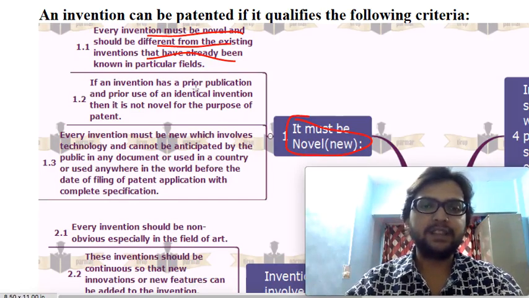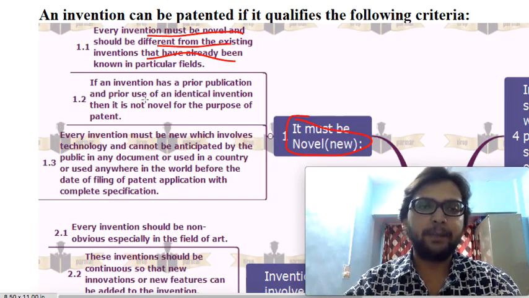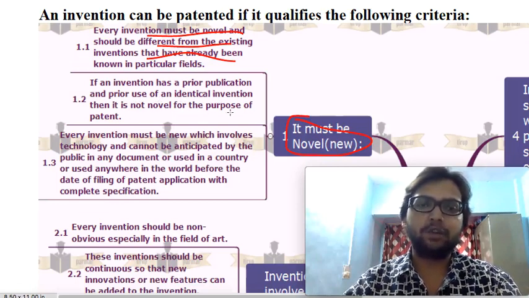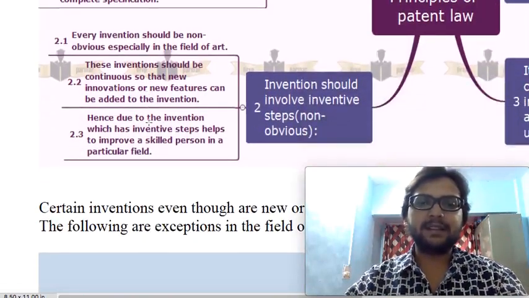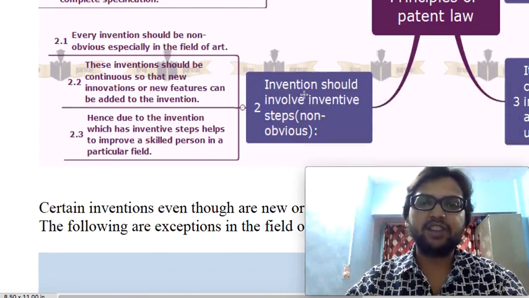If an invention has a prior publication and prior use of an identical invention, then it is not novel for the purpose of a patent. I hope this point is clear. Now let's discuss the second point. As you can see, the invention should involve inventive steps, that is, it should be non-obvious.